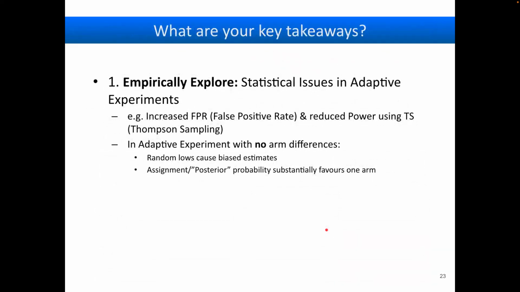Okay. So what do people take away from this? This gives a sense of how that detailed empirical exploration, using simulations as well as data drawn from the real world, shows the issue with increased false positive rates and reduced power, and why that happens. Random lows cause biased estimates. You get convergence. Even when there's a difference, you can't get high power or certainty about it. And the assignment of posterior probability substantially favors one arm, even when there's no difference. This is the most simple fundamental case, and it's surprising how much this is overlooked.